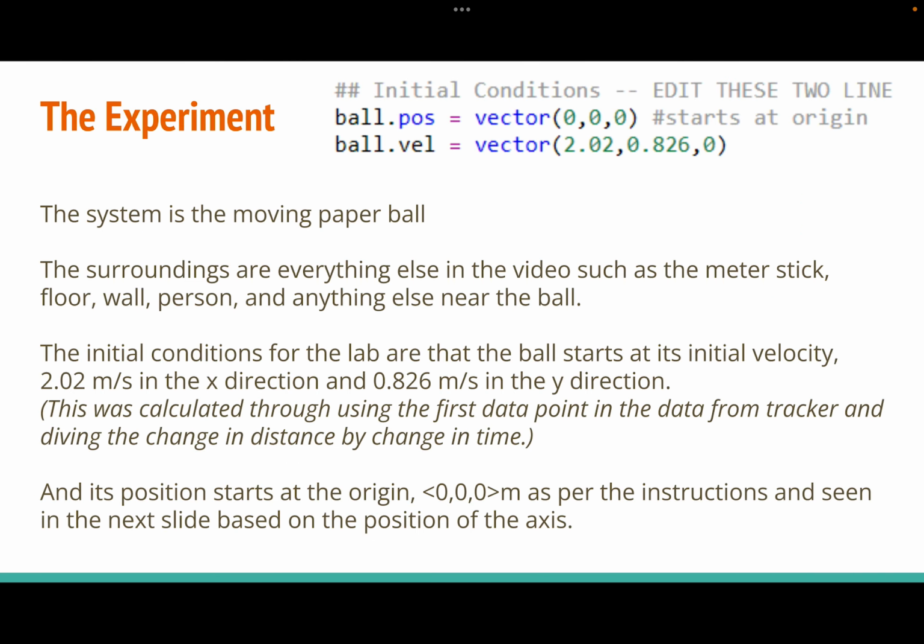For this experiment, the system is the moving paper ball, and the surroundings are everything else in the video, such as the meter stick, floor, wall, person, and anything else near the ball. The initial conditions for the lab are that the ball starts at its initial velocity 2.02 meters per second in the x direction and 0.826 meters per second in the y direction, and its position starts at the origin.